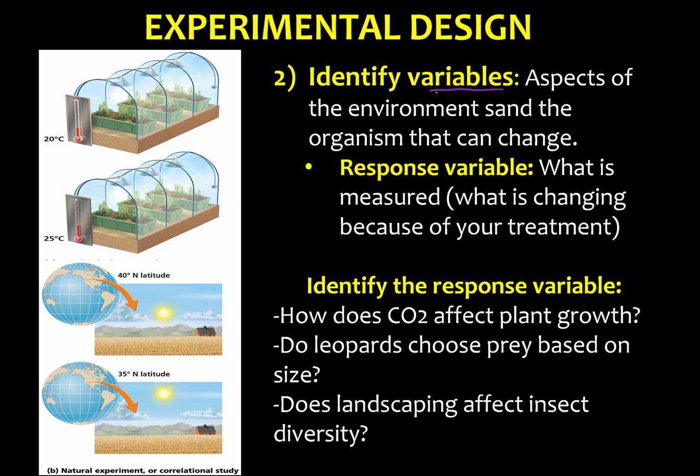Now, the variable that we're really interested in is what's called the response variable. That's the variable that's being measured, that is changing because of your treatment. So your treatment is the variable you're manipulating. Okay? You control the treatment. You control the temperature inside the greenhouse. You control the amount of CO2 the plants are receiving. The response variable is the one that you expect to change in response to your manipulated treatment. In the case of our greenhouses, your response variable would be growth.